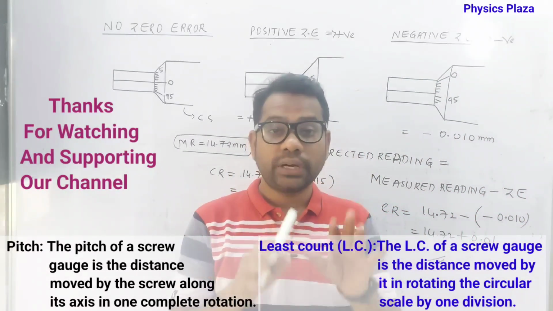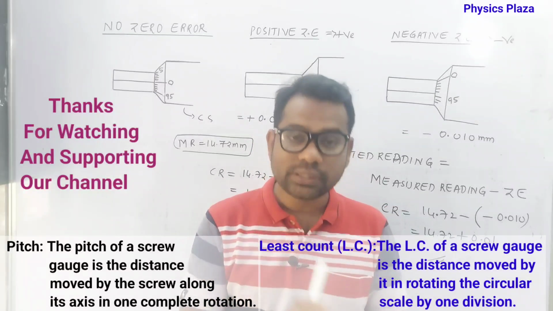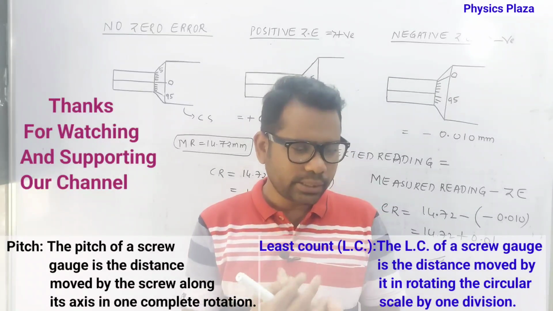In the next class, we will be discussing the numericals based on vernier calipers and screw gauge. That is, I think, the exercise 1B numericals.